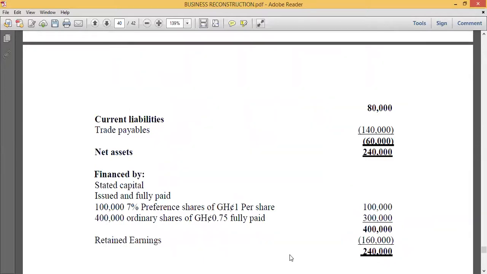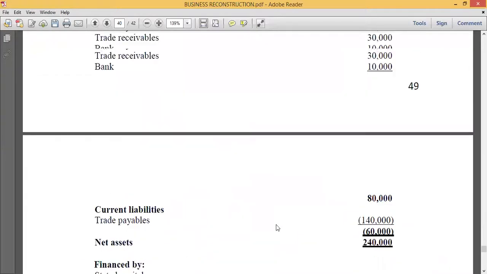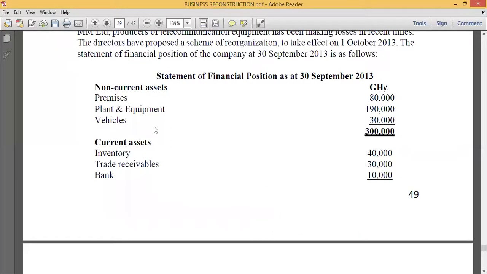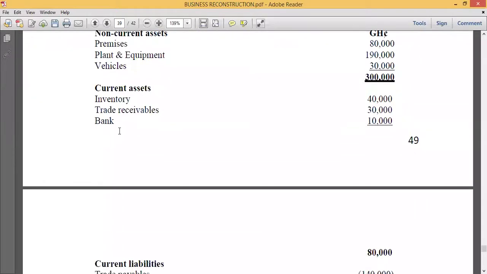As usual, we are still going by the right approach: requirement, additional information, and the trial balance of the financial statement. So let's come to the financial statement. Which of the items have we not mentioned? Premises, we've talked about it. Bank, 10,000, we've not talked about bank.